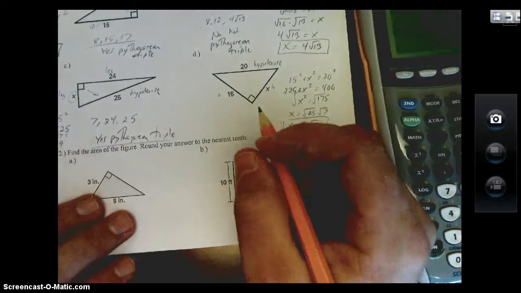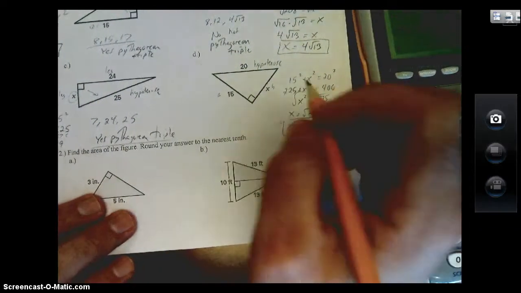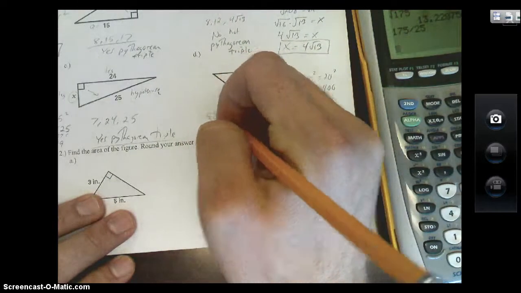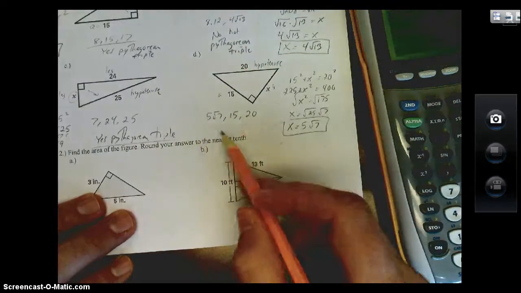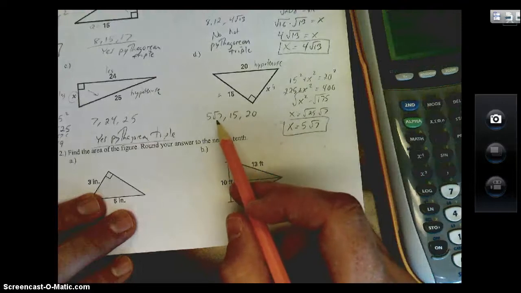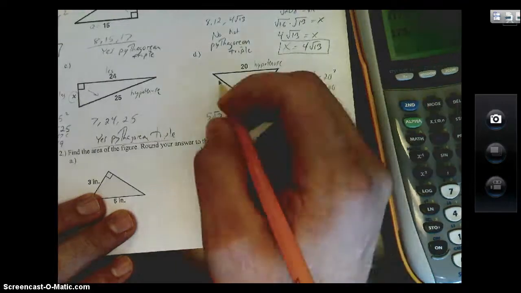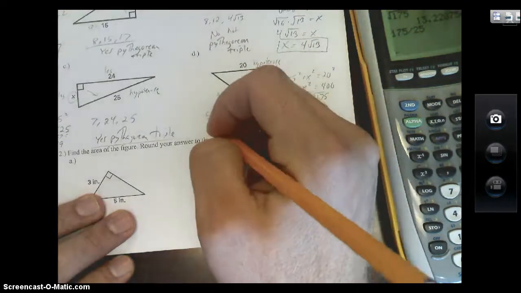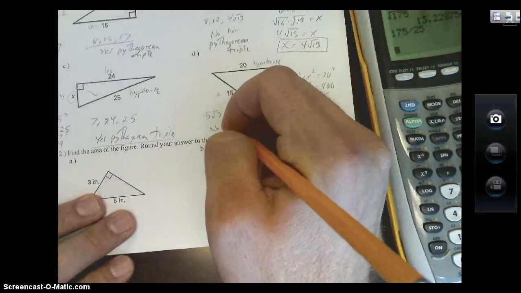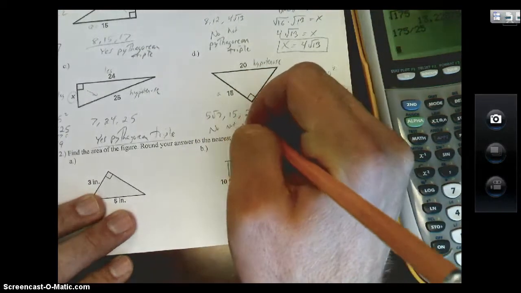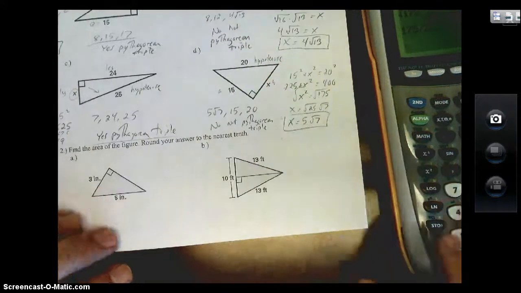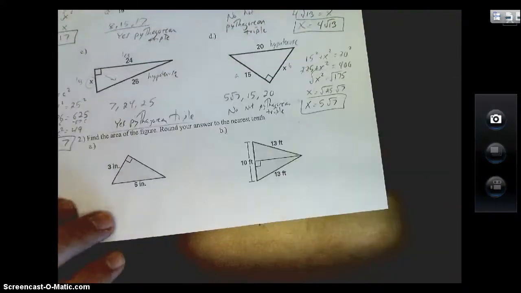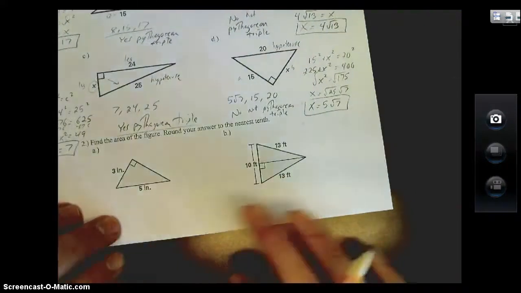Okay? Very good. So our side lengths then are 5 root 7, comma 15, comma 20. Are they all positive integers? Well, this right here is irrational, okay, because of the square root of 7. Therefore, it is not a Pythagorean triple. No, not a Pythagorean triple. Okay, very good. So there's pretty much an example of each kind you could run into.